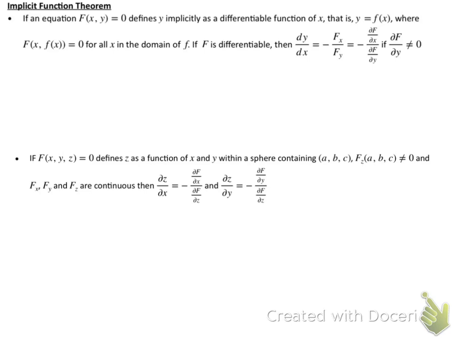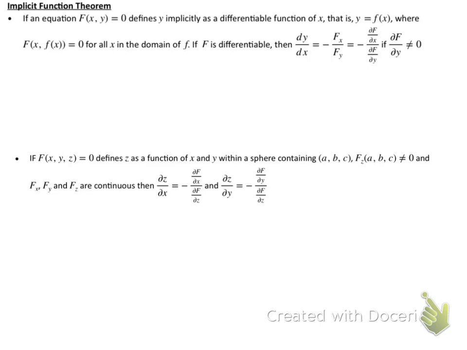Okay, implicit function theorem. We already have solved implicit equations, and then we did implicit differentiation to get certain derivatives. Now with the chain rule, we can look at them one more time. So if capital F of x, y equals 0 defines y implicitly as a differentiable function of x, so you have an equation of x and y, but somehow with this equation, y is a function of x, then you can find dy dx.